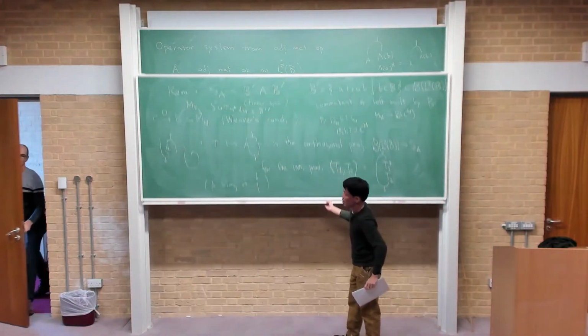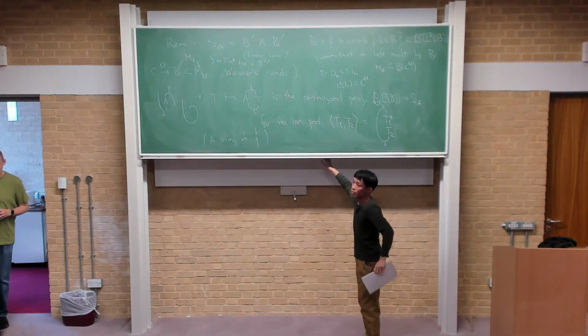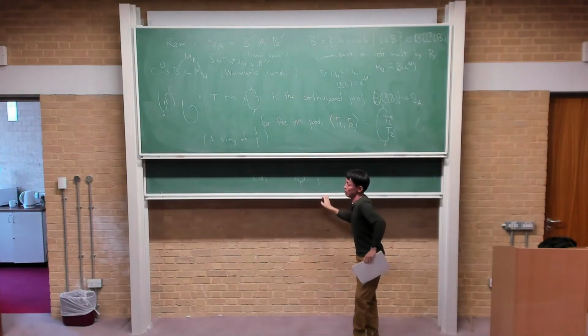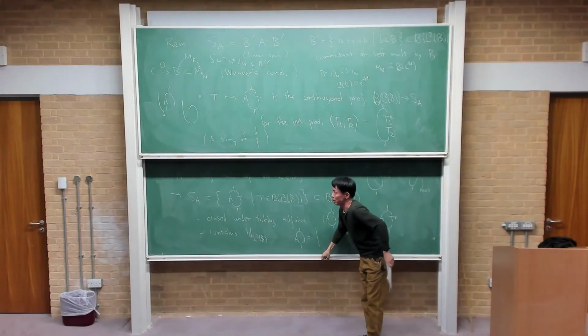So that's the basics around how to formulate quantum graphs and how different viewpoints come together.